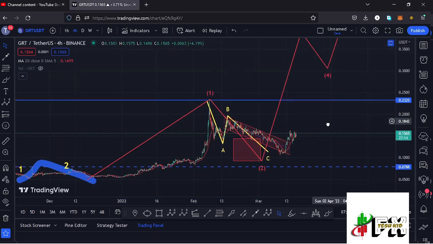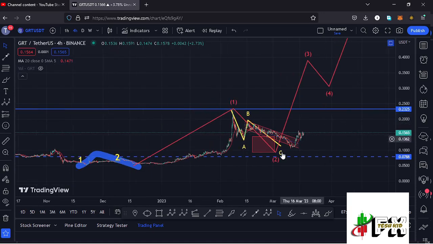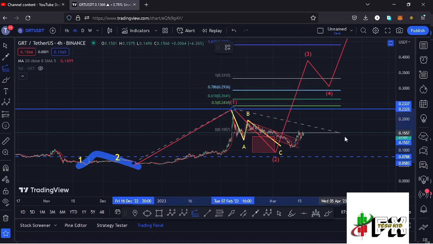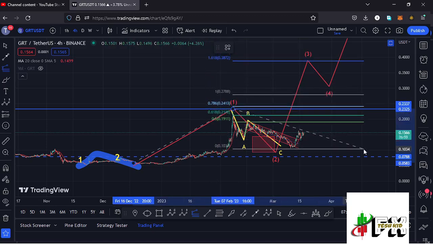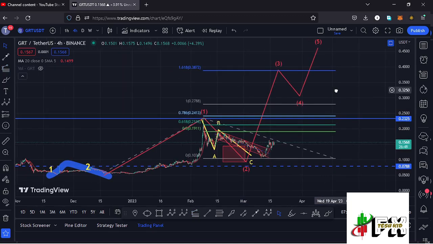And now that we are gearing up in the formation of this wave 3, we can sketch out target areas to the upside in the formation of that wave 3 by connecting the trend-based Fibonacci from the low of the first wave to the high of that wave 1, then dragging the fibs to the low of the second wave, and that gives me a minimum target area to the upside in the formation of that wave 3 at the fib level 1.618, and that is at around the $0.3872 mark, and that is the minimum that I'm expecting GRT to do in the formation of that wave 3.